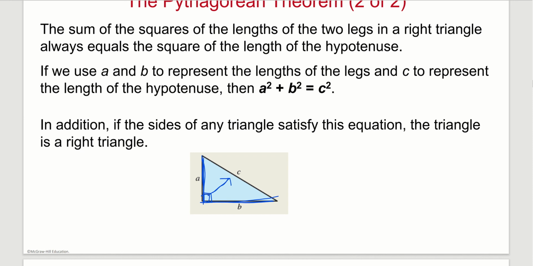Typically, in diagramming and labeling a Pythagorean triangle, we always call the legs either A or B. It doesn't matter which one you call which. And we reserve C for the hypotenuse. So some of you might have memorized the Pythagorean theorem. It's A squared plus B squared equals C squared. Again, the squares of the legs are added together on one side of the equation, and the square of the hypotenuse goes on the other side of the equation.